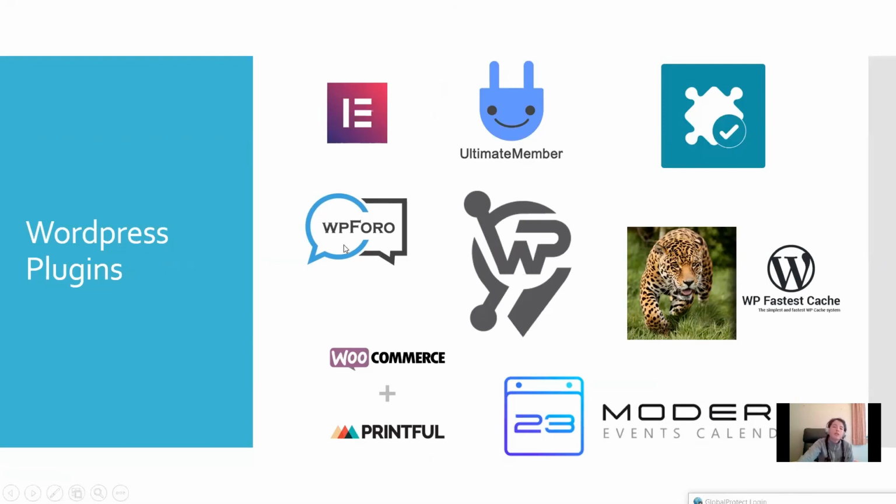WPForo for the community forum. WP Maps, so I use Google Maps and then the WordPress plugin for Google Maps. WP Fastest Cache for clearing the cache. WooCommerce and Printful for my store, and the Modern Events Calendar for my events.